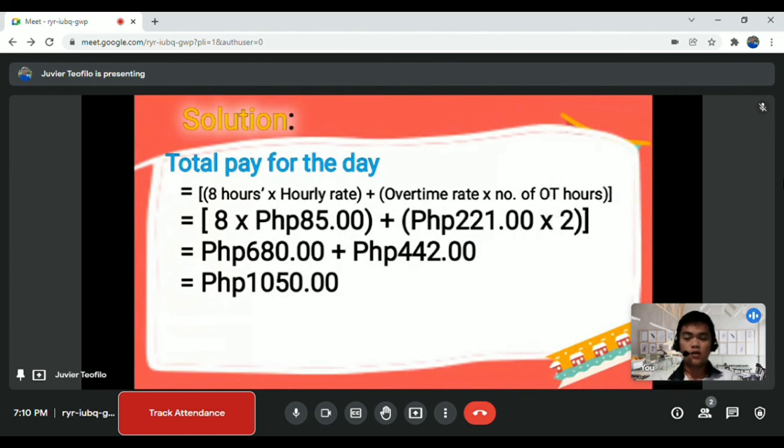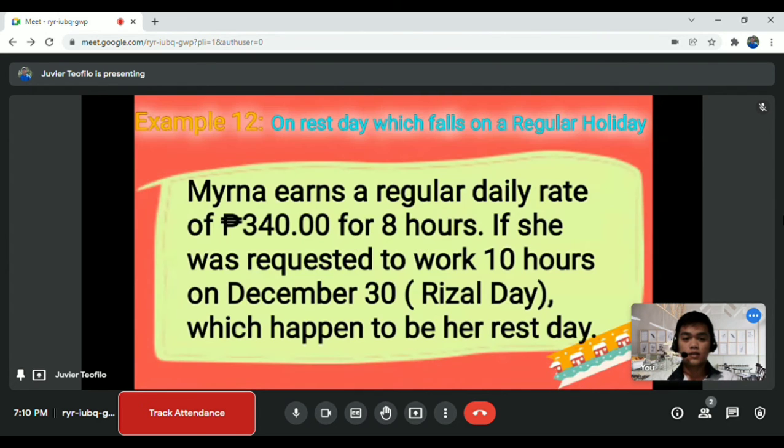Okay? So, let's have the final problem. This is computing overtime payment on a rest day, which falls on a regular holiday. Now, let me read the problem. Myrna earns a regular daily rate of 340 pesos for 8 hours. If she was requested to work 10 hours on December 30, which is Rizal Day, which happened to be her rest day, what would be her overtime pay?